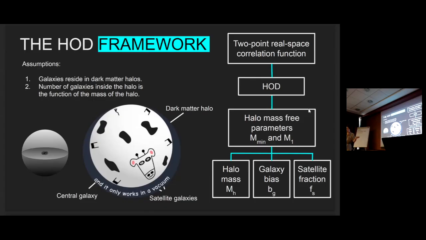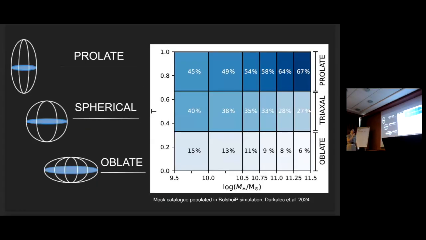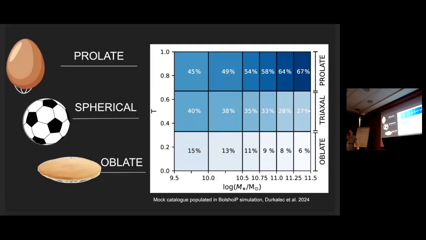So just to keep it simple. Okay, this is just to justify this idea. In simulations, if you count all of the shapes of the halos, and let's divide them, for the sake of simplicity, as ellipsoidal shapes. So you have prolate halos, you have spherical halos, and you have oblate halos. But this is too much Latin, so you can say this is eggs, football, and pancakes.